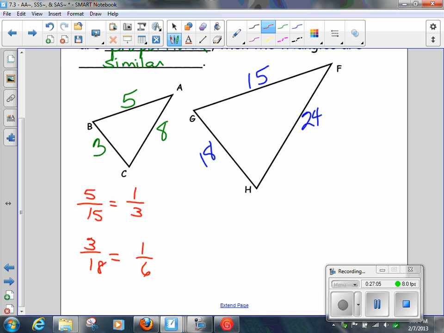Are my triangles going to be similar to each other? These two triangles are not going to be similar to each other. So triangle ABC is not similar to triangle GFH. Write that down. Is that really the symbol? That is really the symbol. Not similar to, because they don't share the same ratio.